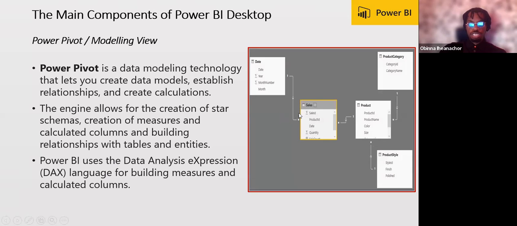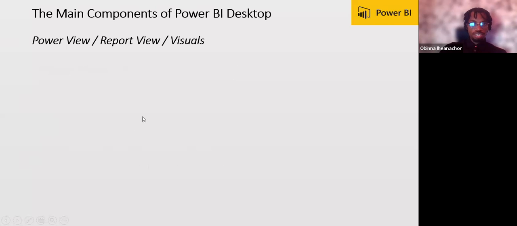This is a pictorial representation of a data model. So you see different tables and how they are connected together. This is a simple data model in Power BI, and this is done with the help of Power Pivot. So let's look at the next component of Power BI, which is Power View, or report view.